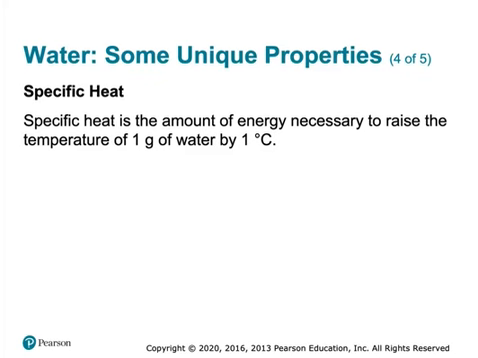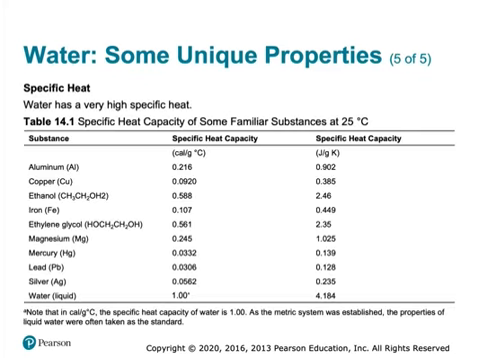It has a relatively high specific heat. Specific heat means how much energy it takes to raise the temperature by a certain amount. Metals, for instance, have a very low specific heat. So if you have a hot piece of metal, let's say I stick a spoon in boiling water, and then I take the spoon out of the boiling water, then I put it on my arm, and that's a lot of heat.